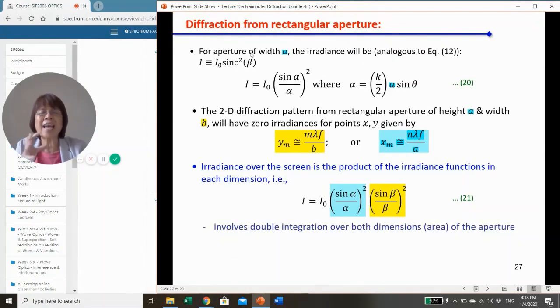So with that, let's say that an aperture has a width of a, so the irradiance will be using the same function again, whereby in this case instead of beta, we say alpha corresponding to a. So sine alpha over alpha, where alpha is k over 2 a sine theta. So for the 2D rectangular pattern, the y dimension, which we were using for the slit just earlier on, will be y_m approximately m lambda f over b. For the other width, we can approximate x_m equals n lambda f over a. So the irradiance over the screen will be a product of this one and this one. In other words, the irradiance would be I0 sinc squared alpha multiplied by sinc squared beta. This will involve the double integration over both dimensions.